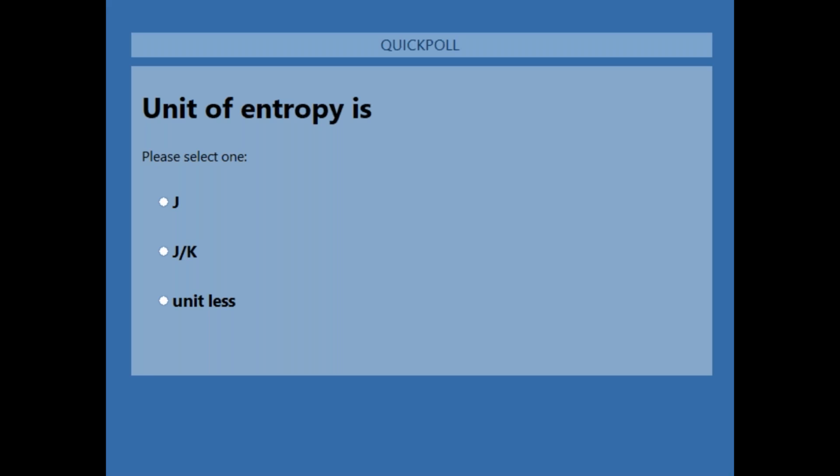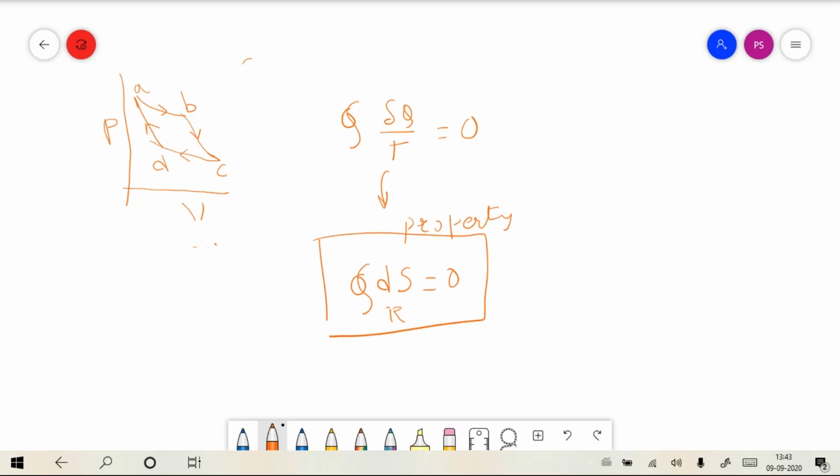Let me summarize what we have discussed so far, and then we will close the discussion. We started with the Clausius theorem: the cyclic integral of del q by t for a reversible cycle is equal to 0. Then, making use of this theorem, we went on to prove that there exists a property whose change is given by the integral of del q by t, and we named that property entropy, denoted by the alphabet S. So ds is equal to del q by t, or if A and B are two states, then SB minus SA, or delta S, is equal to the integral of del q by t from the initial state A to the final state B.